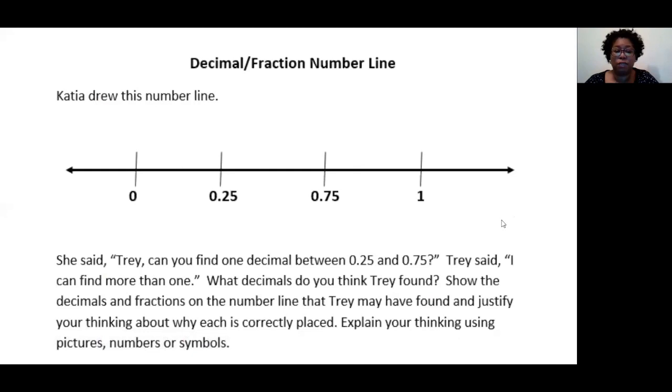Show the decimals and fractions on the number line that Trey may have found and justify your thinking about why each is correctly placed. Explain your thinking using pictures, numbers, or symbols. Pause the video, give it some thought, write your answers on your paper, and when you are ready, be sure to justify your answer and then press play to reveal possible solutions.